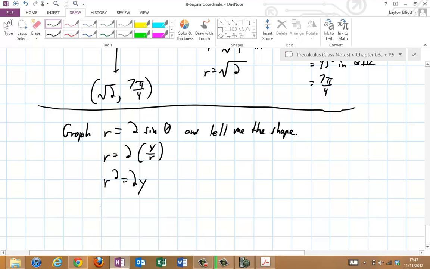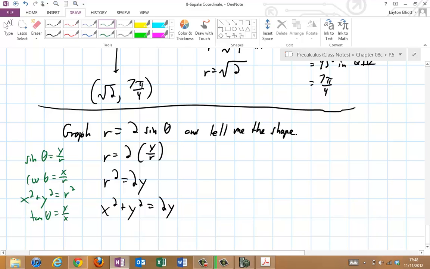Okay, I know what r squared is. I know that r squared is equal to x squared plus y squared. And that's going to be equal to 2y. Now I've gotten rid of all the r's. That's good. But now we have the problem of figuring out what shape this is. Okay, before we do that, let's do a little side plan. There might be some things that you want to write down to help you convert these things. You may want to write down that we're going to be using a few of these in our conversions.